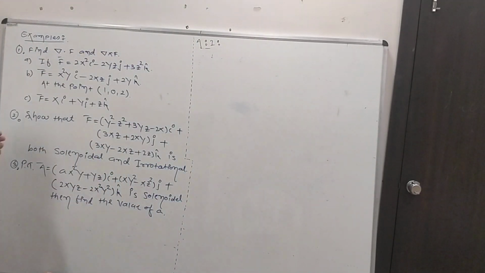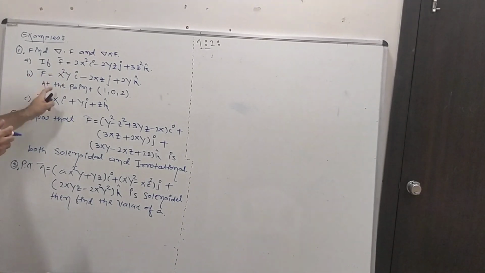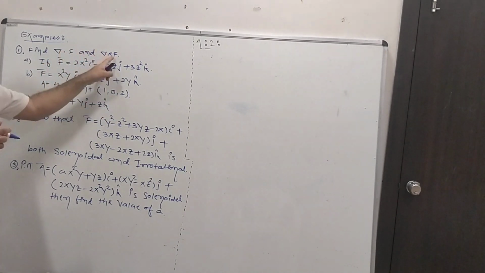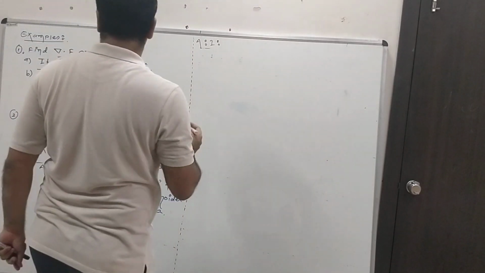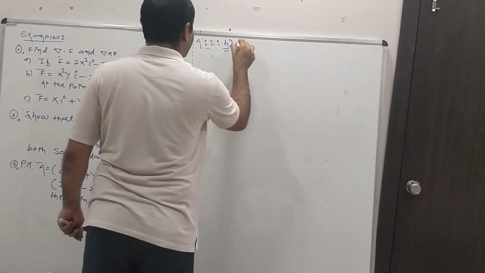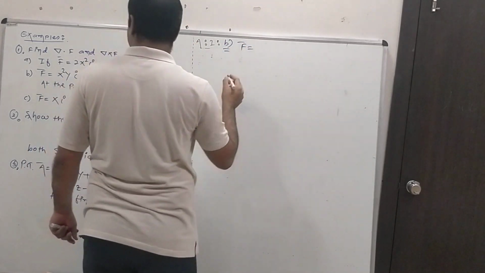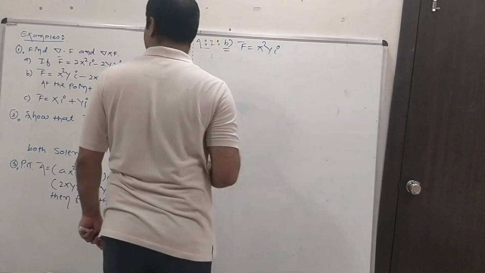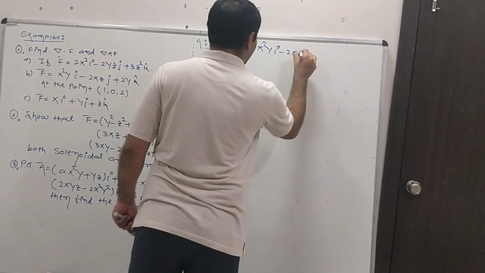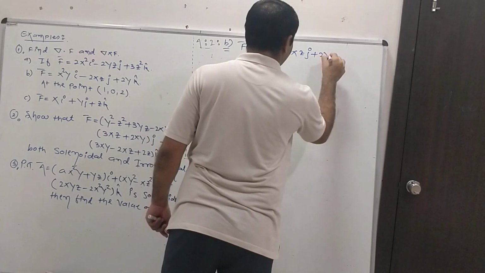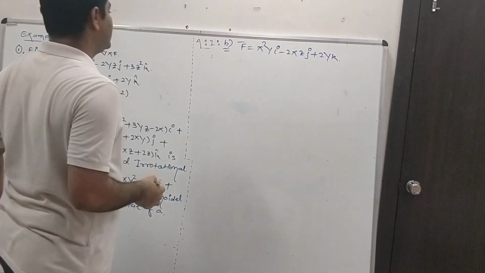Okay. Now we'll find B. What is B? Here we have given the f. At the point (1, 0, 2), you have to find del dot f and del cross f, students. So here we'll write f bar is equals to x square y i minus 2xz j plus 2y k.